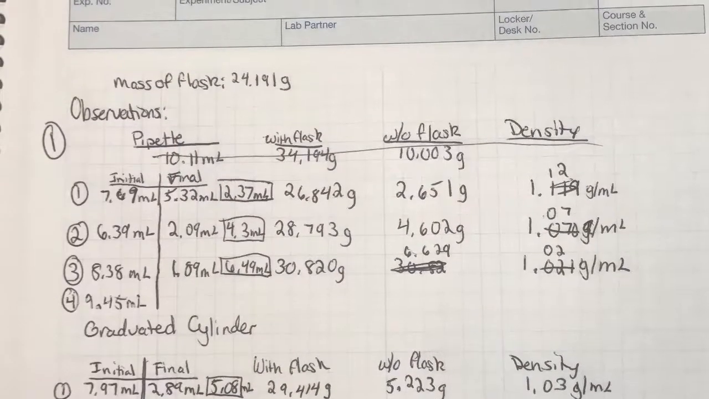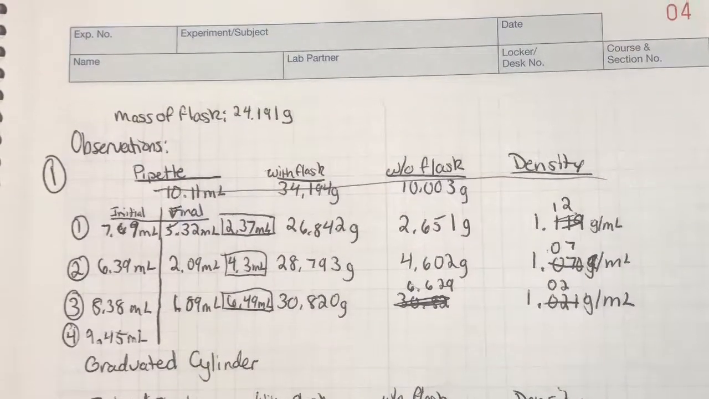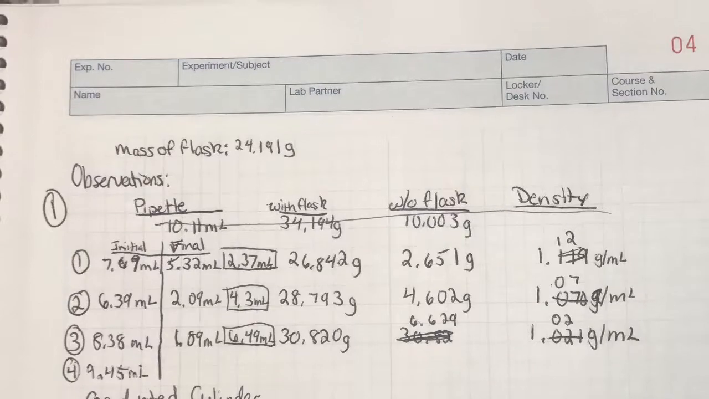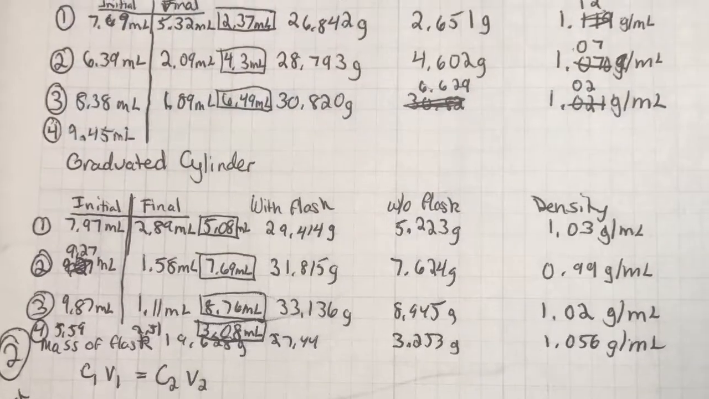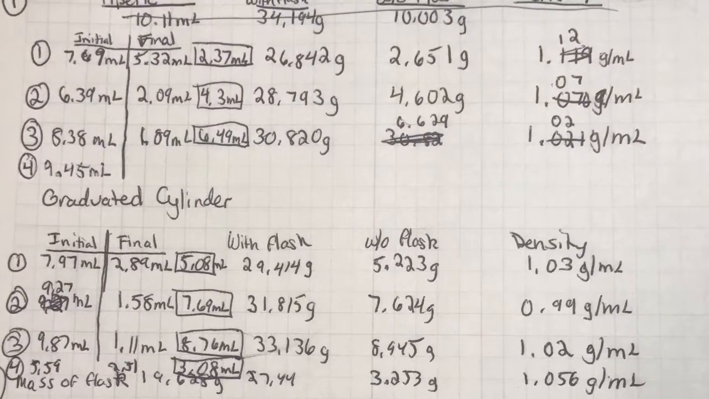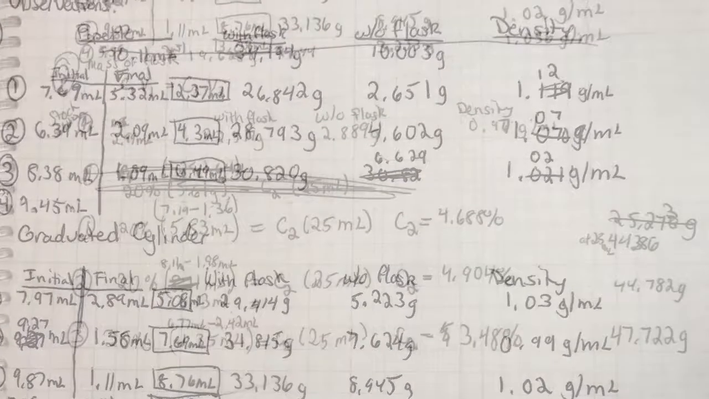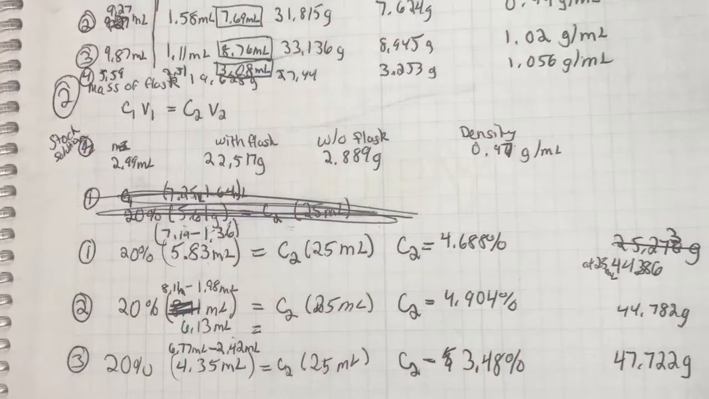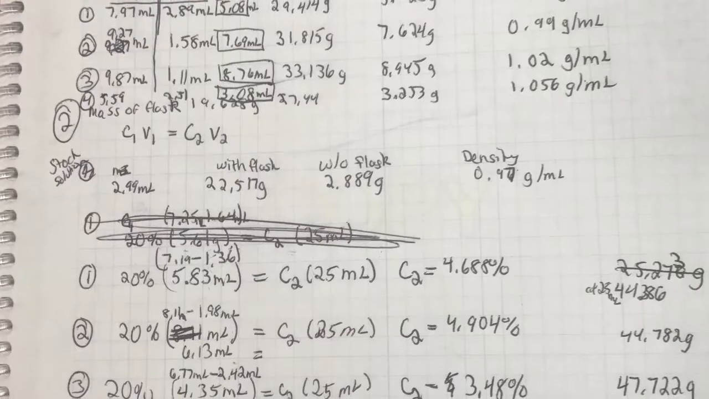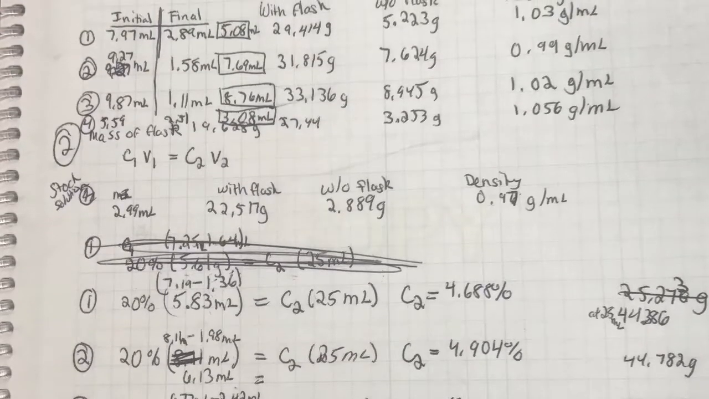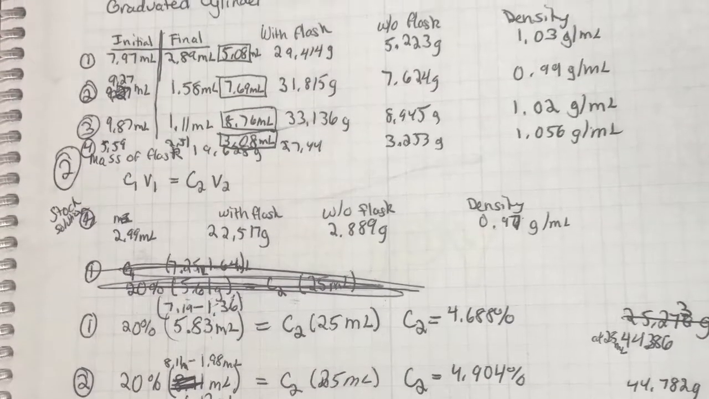Overall, both using the pipette and graduated cylinder, the densities of the liquids were pretty close to 1. The densities were closer to 1 in the graduated cylinder than the pipette though. After using the calibration curve, we guessed that our solution had a concentration of around 4.8.